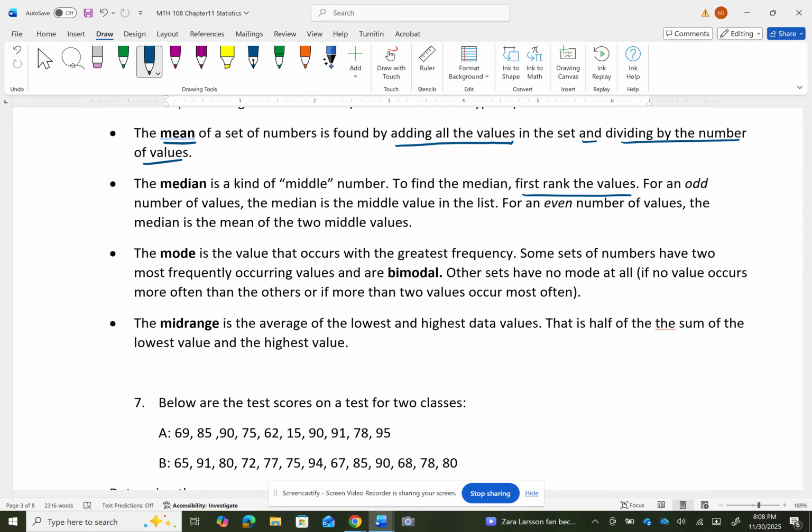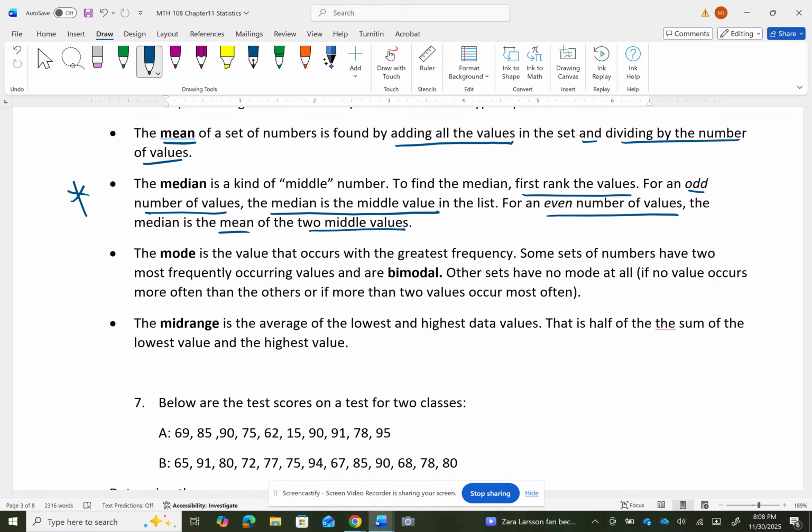Now here's the deal. If you have an odd number of values, and you'll see an example in a minute, the median will be the middle value in the list. But if you have an even number of values, there is no middle. You would have to take the two middle values and average them. So you find the average of the two middle values. This is the one to work on. People mess this one up a lot.